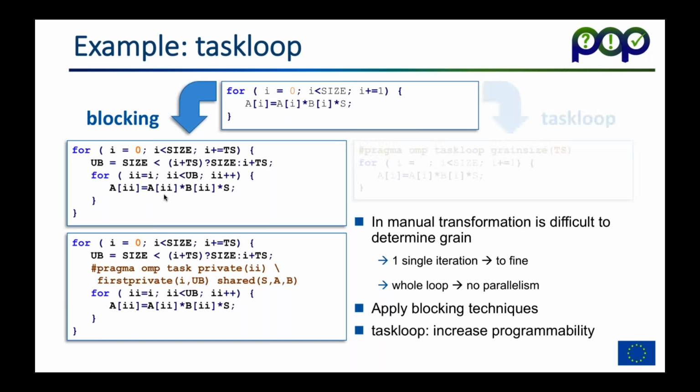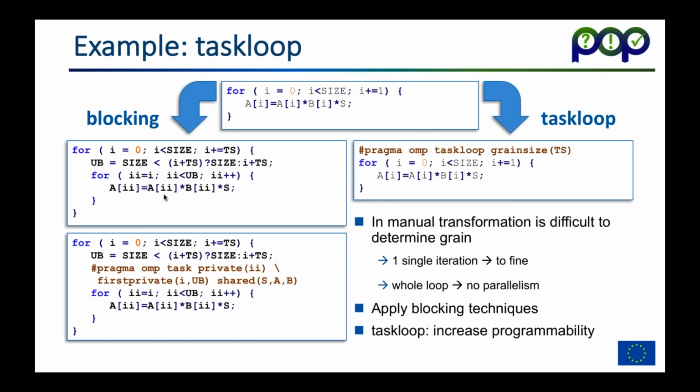So OpenMP introduced the so-called taskloop construct. We still need a parallel region behind it to have a team of threads, but the taskloop partitions a loop into a set of tasks which can then be executed by the team within the parallel region. So it's not a work sharing construct. That's different from pragma omp for. This is not distributing iterations to threads.